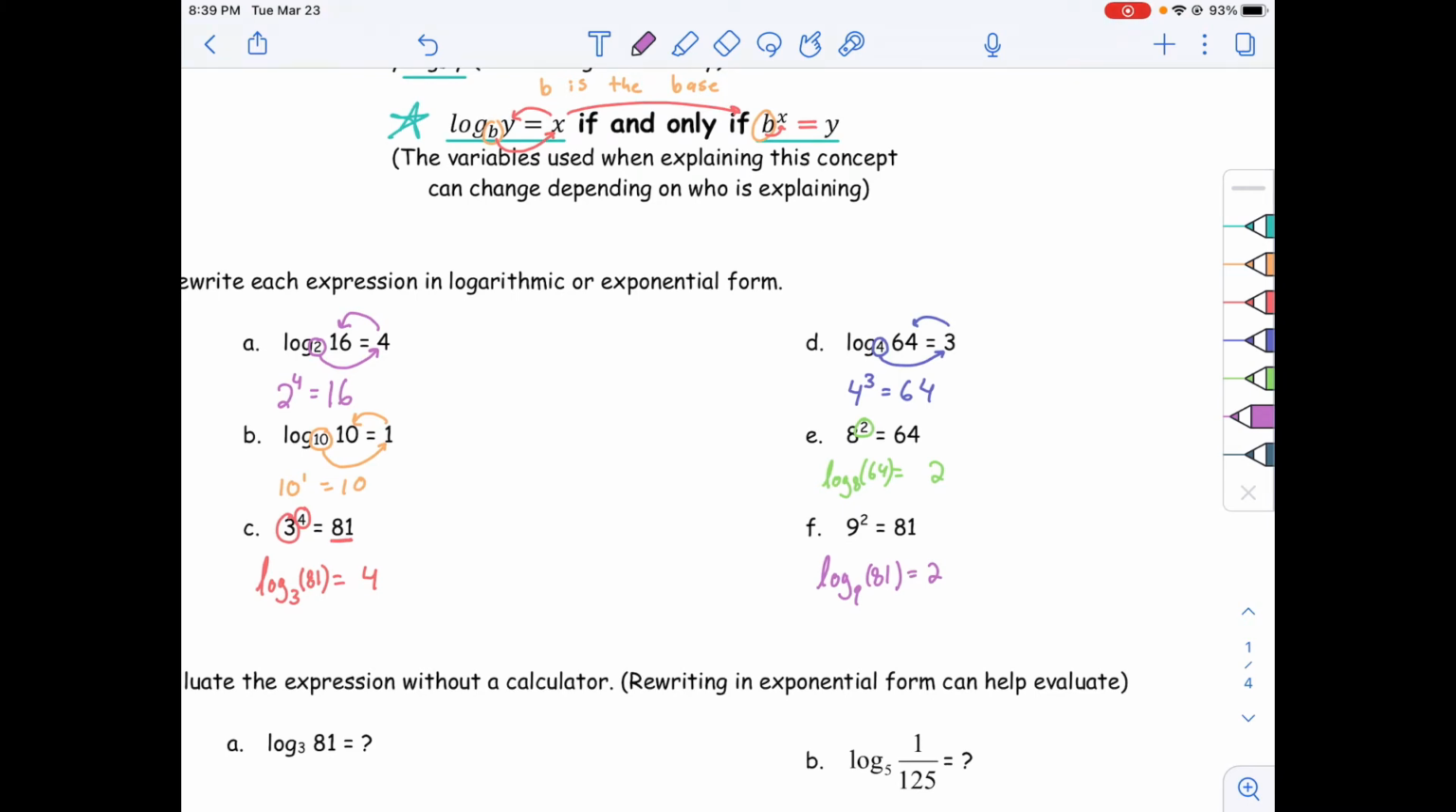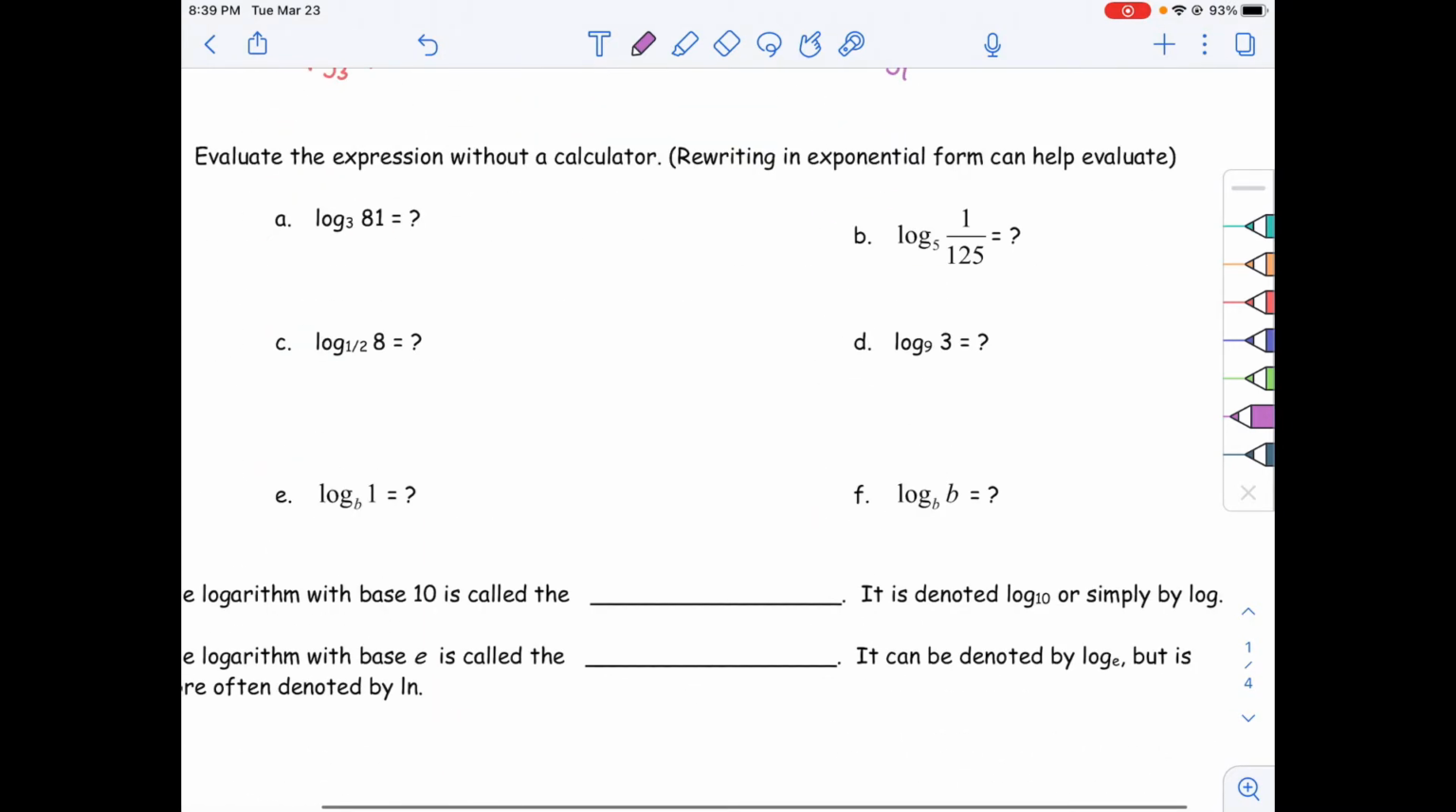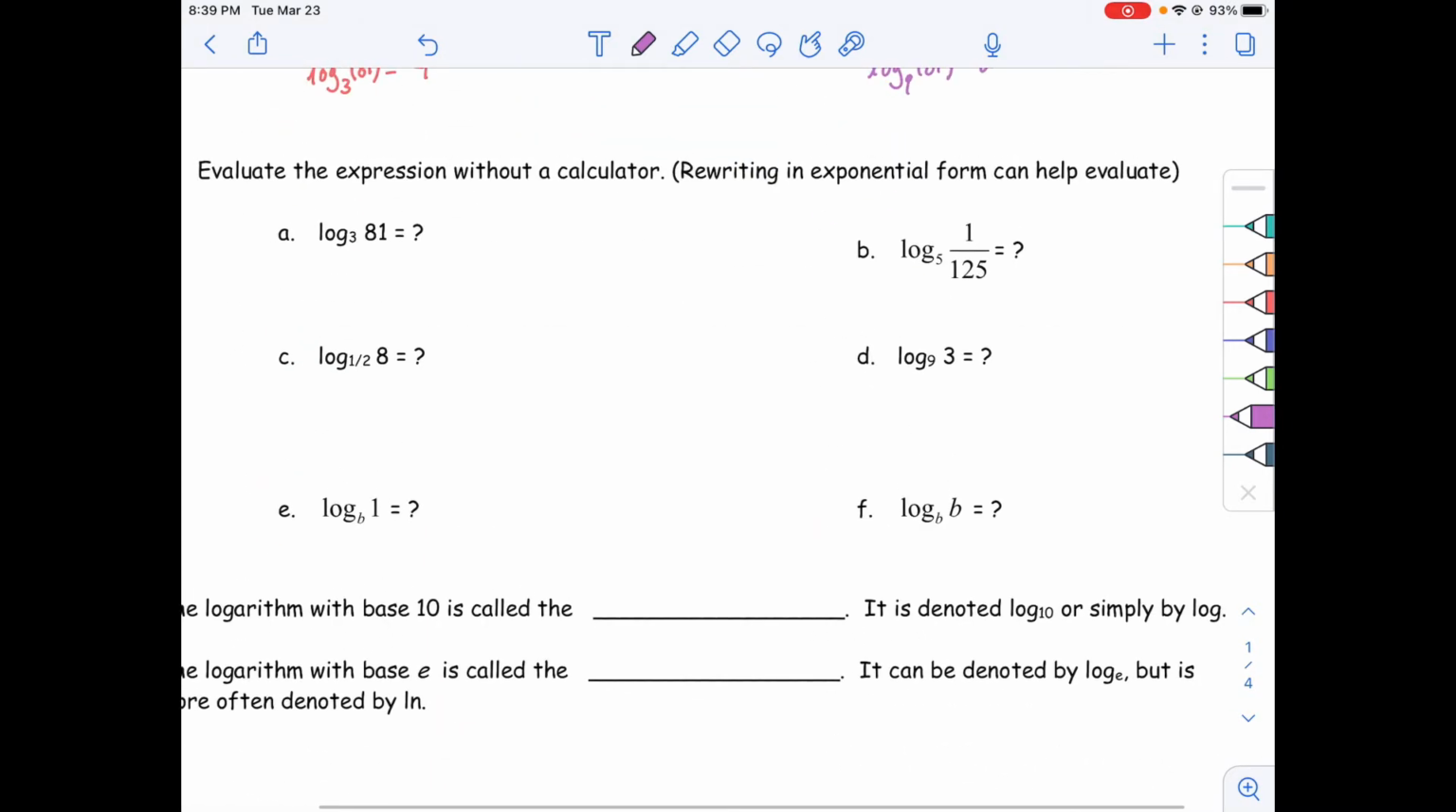The biggest thing to remember is that the base stays the same. So the base of the log has to be the base of the exponent. The base of the exponent has to be the same as the base of the log. That's always the greatest place to start for these ones.